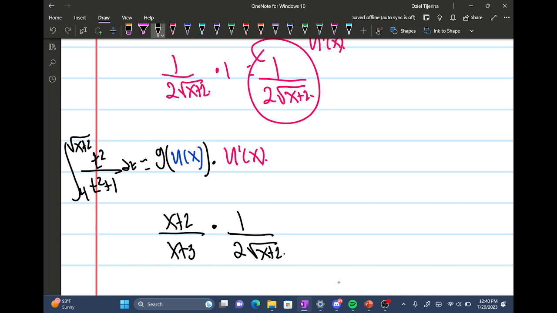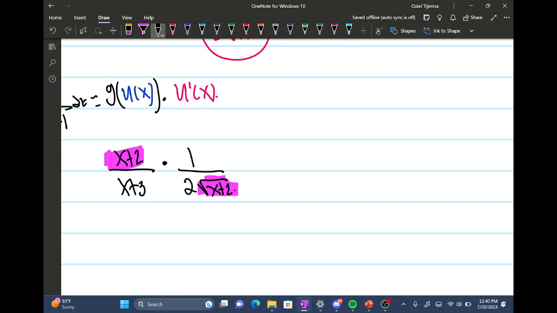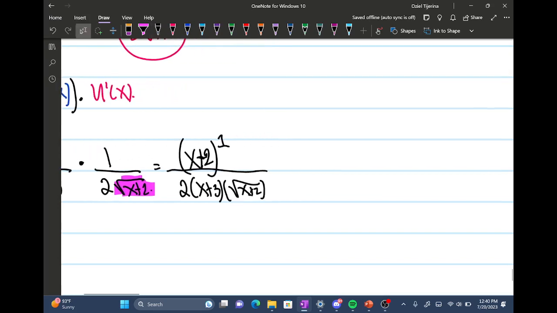Now notice one more thing, guys. This is properties of exponents. This is x plus 2 to the first power. And it's times 1, so we don't really have to put anything there. And then this is going to be 2 times x plus 3 times the square root of x plus 2. But notice that, if you remember from algebra, the square root of a is really a to the 1/2.